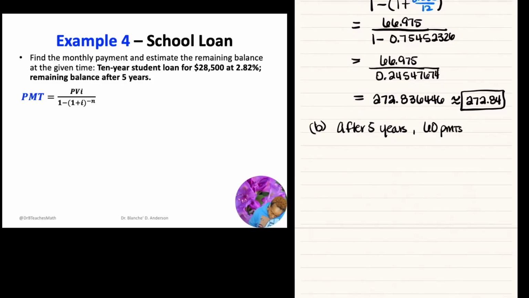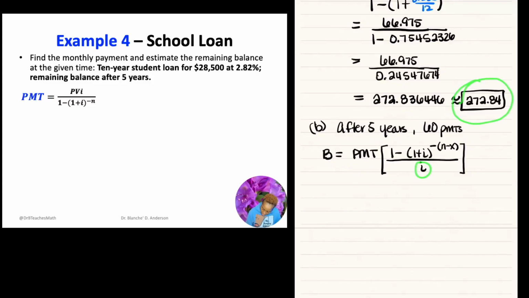Now that formula, let me show you, PMT. That's the one that had a lot of extra stuff going on. So 1 plus i to the minus n minus x, all over i. Okay, yeah, that's the one with the extra stuff going on. We know our payment's not going to change. We have our payment right here. We know our i because we already calculated it.